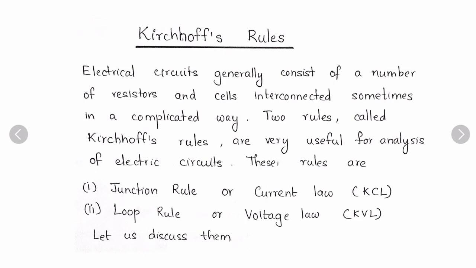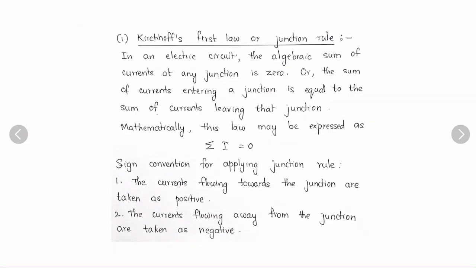Now let's start. There are two rules. Let's start with the first rule. So what is the first rule? The first rule is called the junction rule, or the current law, Kirchhoff's current law. The second one, which we will discuss later, is called the loop rule or voltage law, that is Kirchhoff's voltage law. So first let us start our discussion with the first one, Kirchhoff's first law.